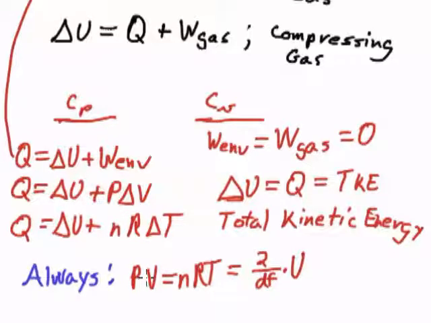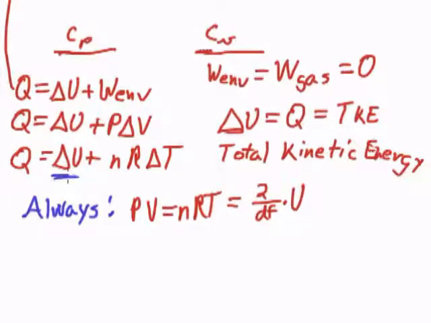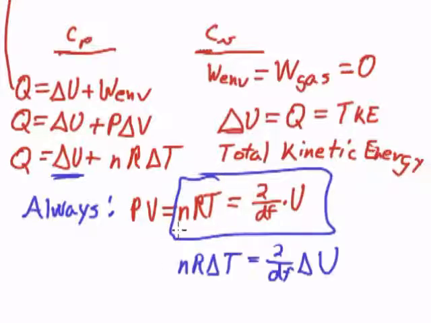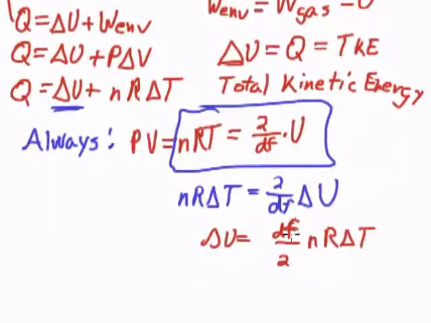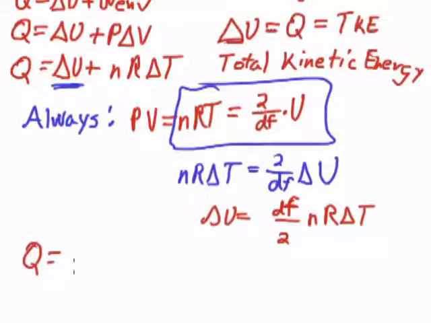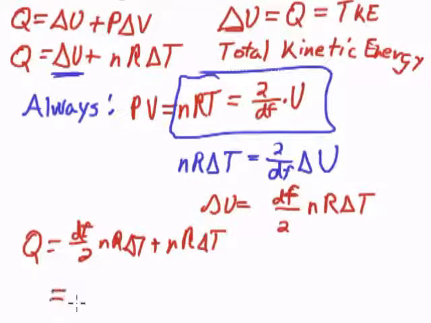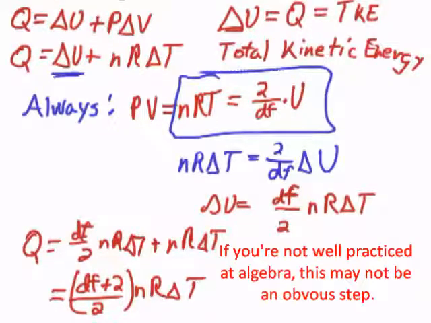So here's the key. We're going to think in terms of deltas, and I want to replace that delta U using basically this equation here: change nRT to nR delta T, change 2 over dF to 2 over dF delta U, and then solve that for delta U, and we'll have delta U equals degrees of freedom over 2 times nR delta T. And we'll plug that in over there to get Q equals this delta U, degrees of freedom over 2 nR delta T, plus this thing over here, which should just be plus nR delta T, which if you do a little bit of algebra on it, it'll be (dF plus 2) over 2 times nR delta T. So that pretty much gives it to us.